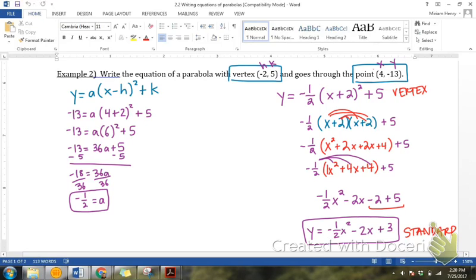All right, I'd like you to look at your packet, please. On page 5 of your packet, you have 4 questions identical to what we just did. The first 2, the directions say, leave it in vertex form. So look up at the board, please. That means you're stopping here on the first 2. You just find A and write your vertex form. The second 2, it says write it in standard form.